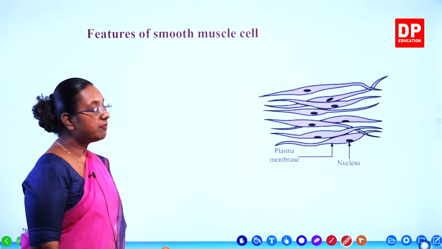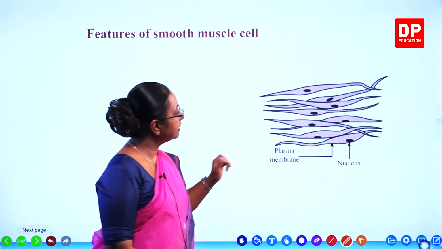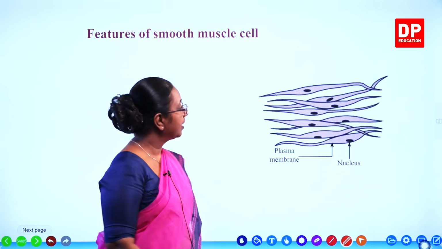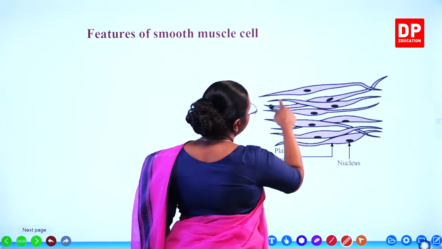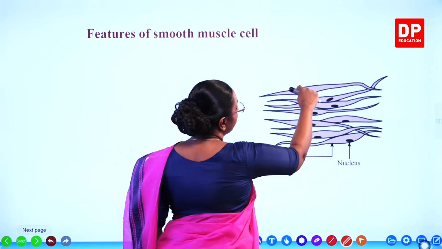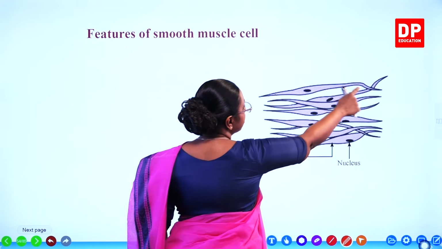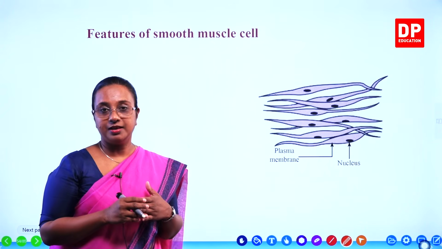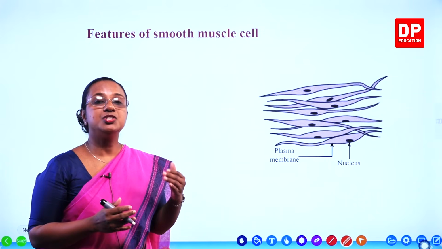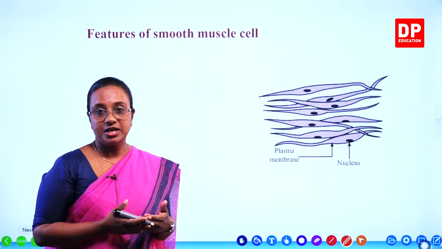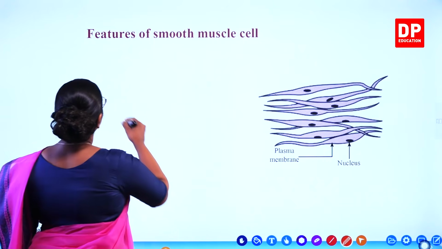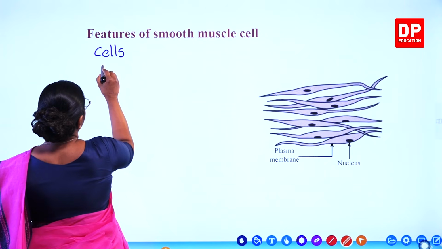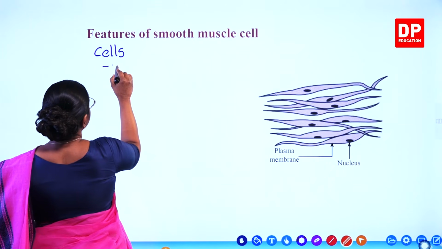So they are made up of cells. You can see the smooth muscle cells shown in this diagram. Can you all see the shape of this cell? It's broad in the middle and it gets pointed towards the end. We call it the tapering end. And that shape is called spindle shape. So the cells of the smooth muscles, first one, are spindle shaped.